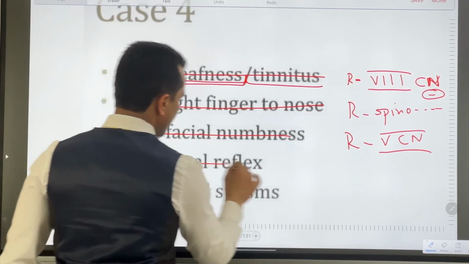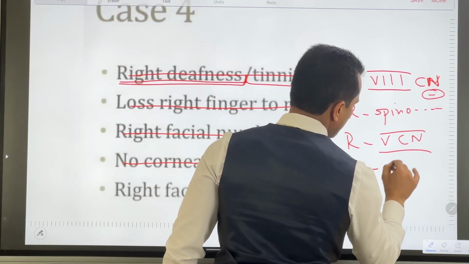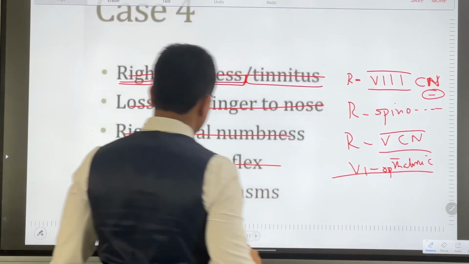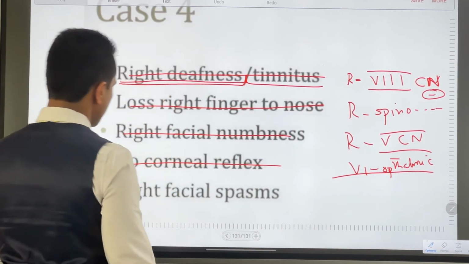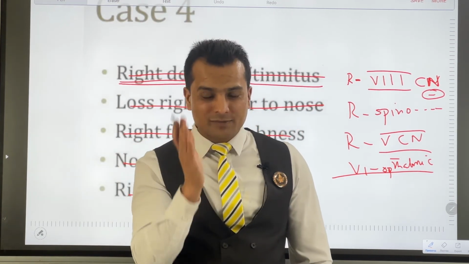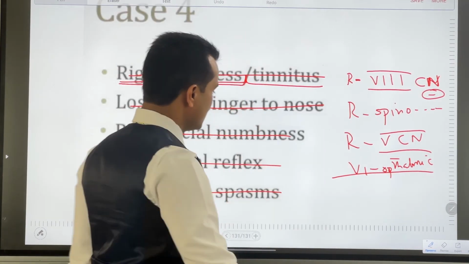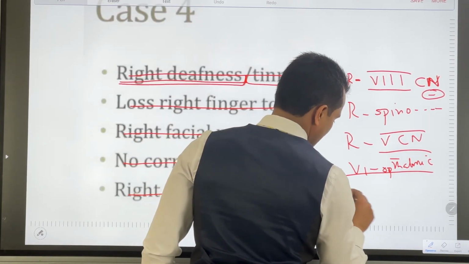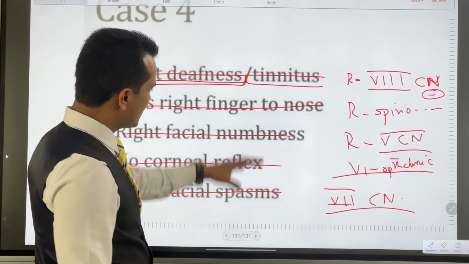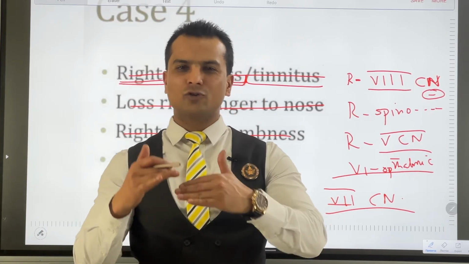Then no corneal reflex, and we know that the corneal reflex is carried by V1, ophthalmic, which is the first branch of the trigeminal nerve. So injury to the trigeminal nerve also leads to loss of the corneal reflex. Right facial spasms. Right facial spasms mean there is right-sided Bell's palsy, facial palsy. This is injury to the seventh cranial nerve. So all these are the clinical features associated with injury of this pontomedullary junction.